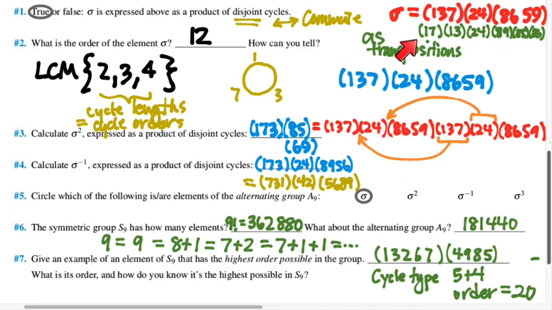Well, imagine writing this permutation twice. Sigma squared, this composed with itself. How many transpositions would I write? 12. And 12 is what kind of number? Sure. So because sigma was even, sigma squared is going to be even.